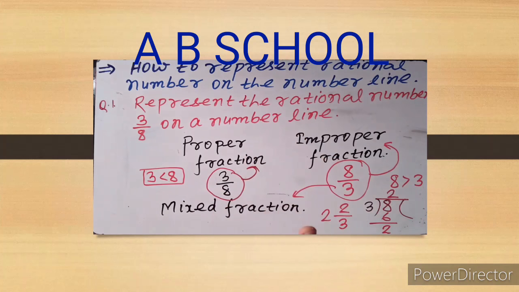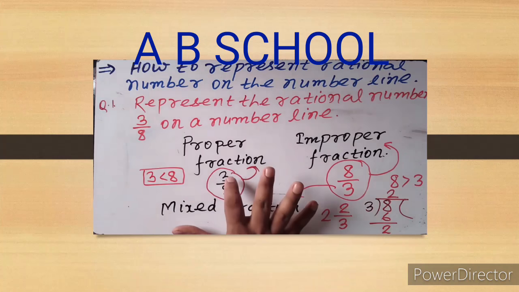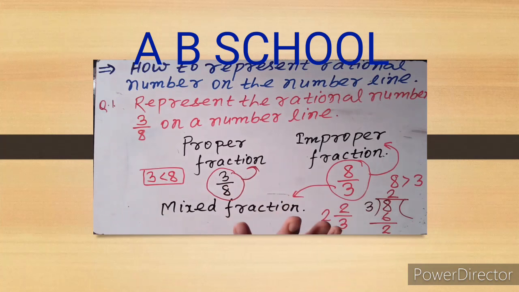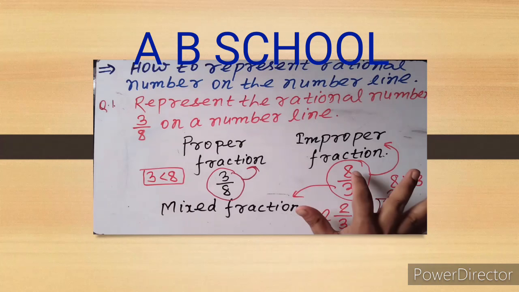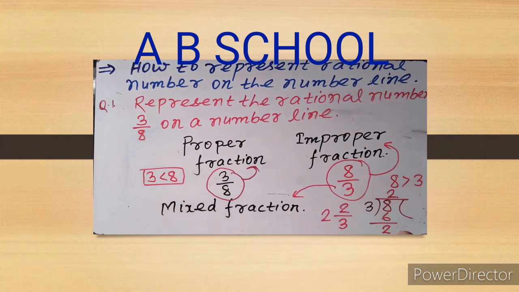Proper fractions are those fractions in which the numerator is less than the denominator. And what is an improper fraction? A fraction in which the numerator is greater than the denominator is called an improper fraction. Here we will see the definition of the mixed fraction. The combination of a whole number and a proper fraction is called a mixed fraction.